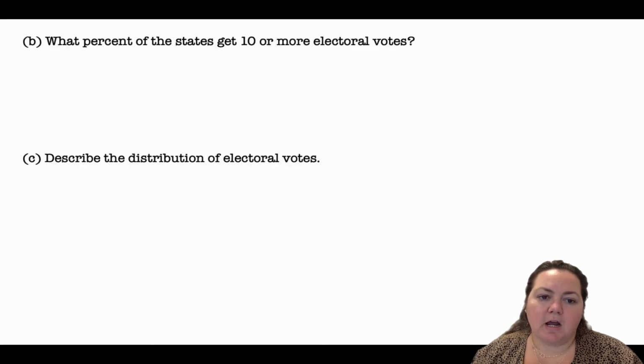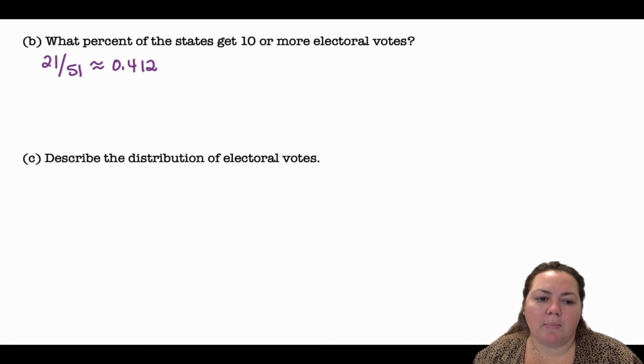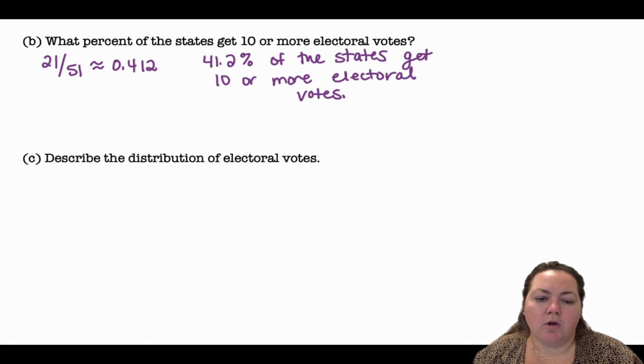All right, what percent of the states get 10 or more electoral votes? So 21 out of the 51 had 10 or more electoral votes. So I'm including the tens and everything above it. I counted how many I had. So 21 out of 51, or about 0.412, 41.2% of the states get 10 or more electoral votes.